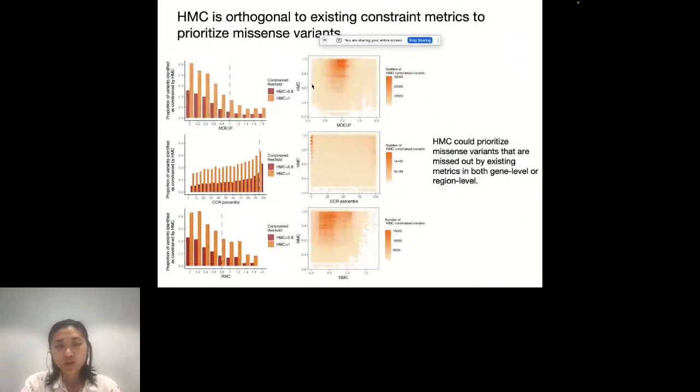We also compare the distribution of HMC scores with two existing constraint metrics. And we find that it's not collinear with the other two. So that means HMC can add new information when it's used with the existing method.